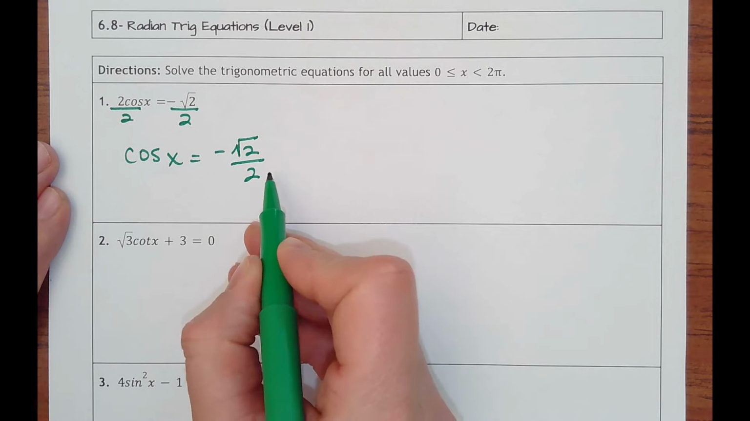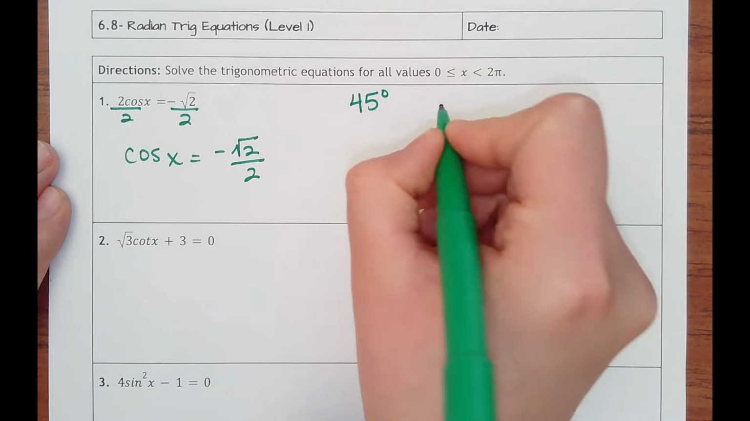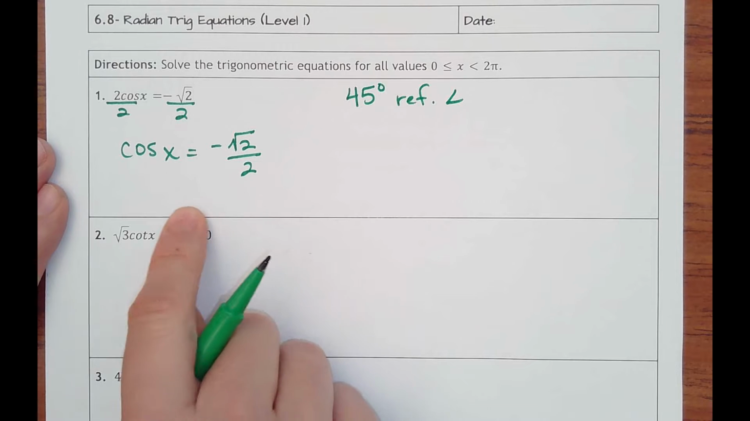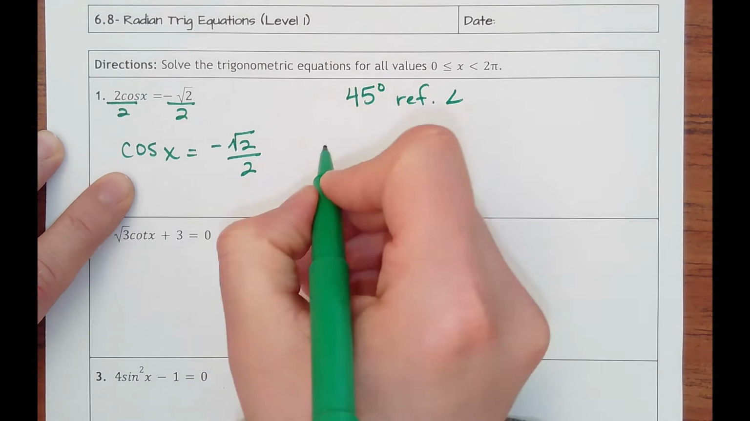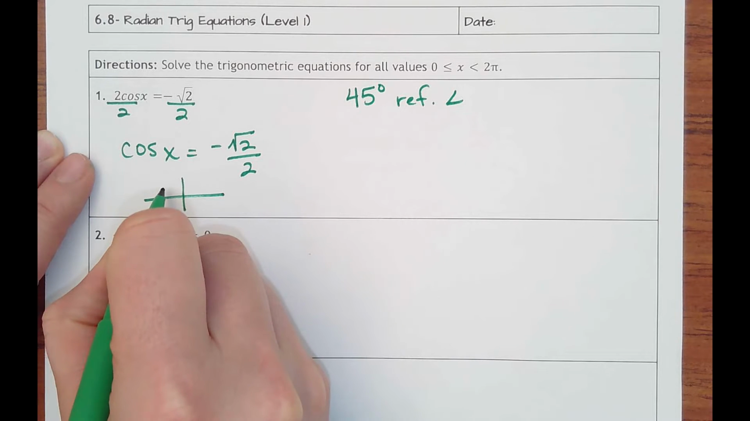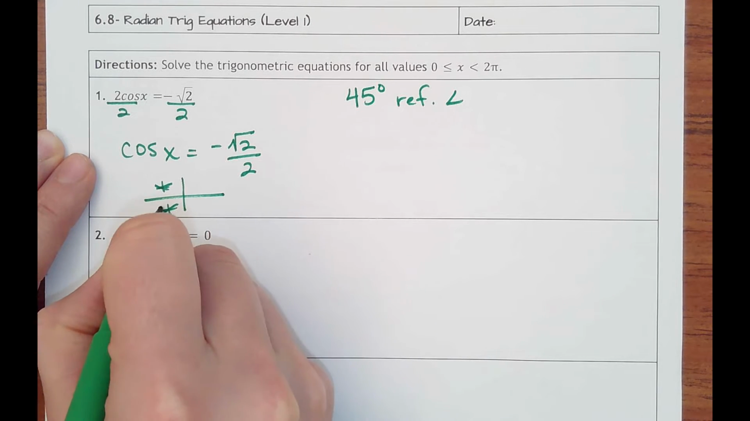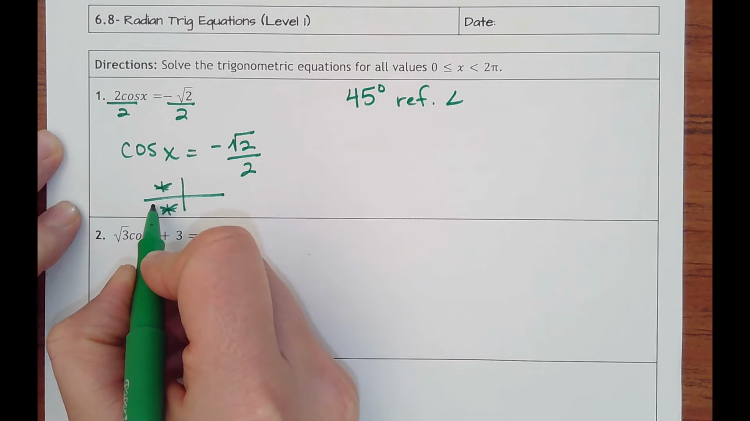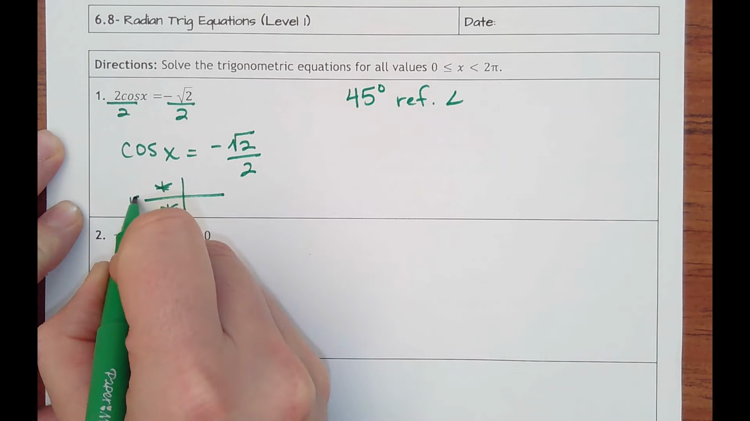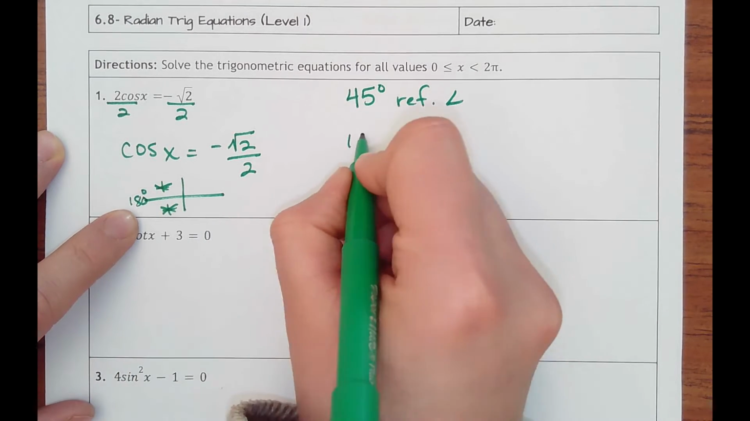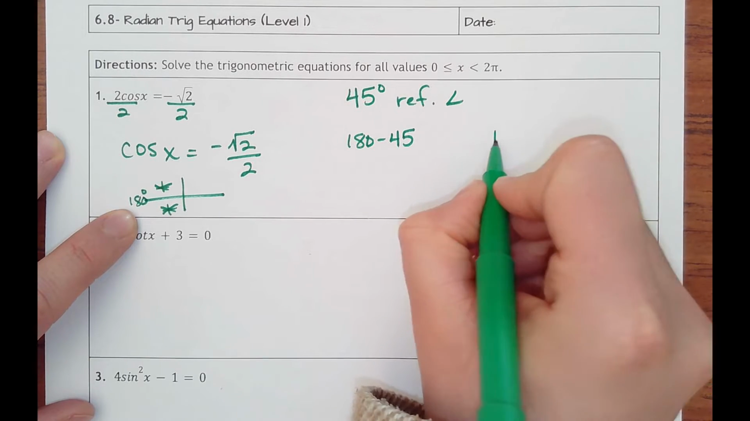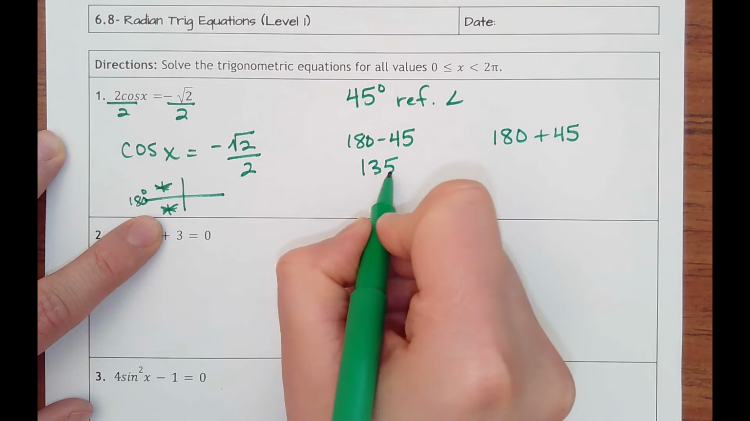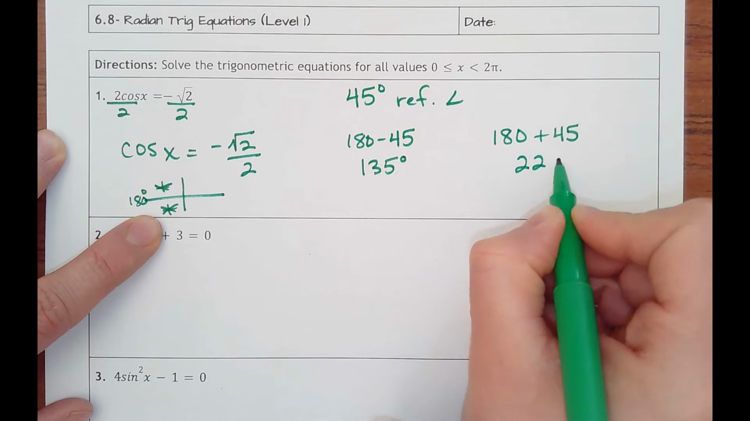So knowing that a 45 degree reference angle is square root of 2 over 2, but then thinking of where is cosine of an angle negative, that would be in the quadrants to the left, so that would be quadrants 2 and 3. So again, you can do it in degrees and then turn it into radians, or you can do it in radians. So if this is my 180, I would want to do 180 minus 45 and 180 plus 45. And so that would be what? A 135 and a 225.